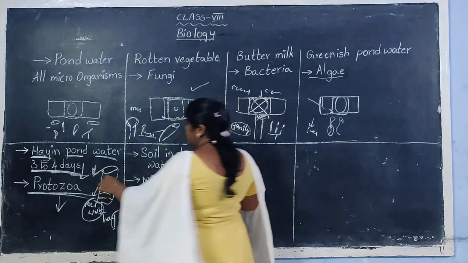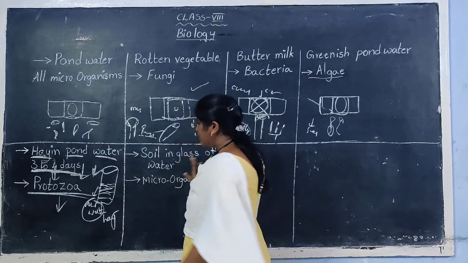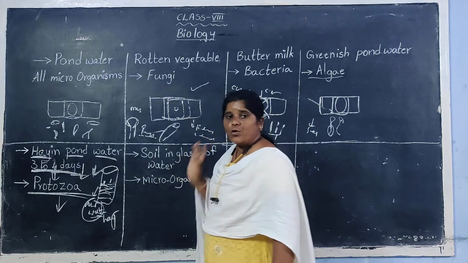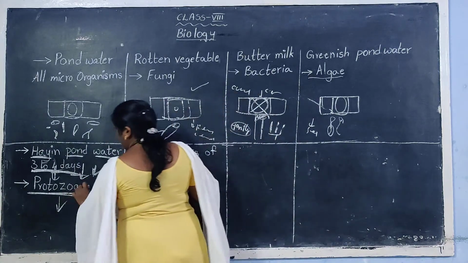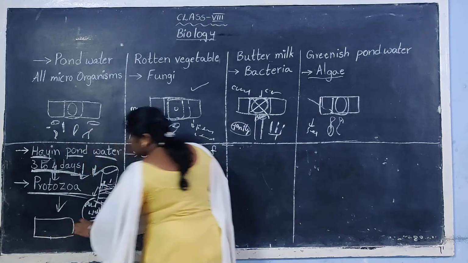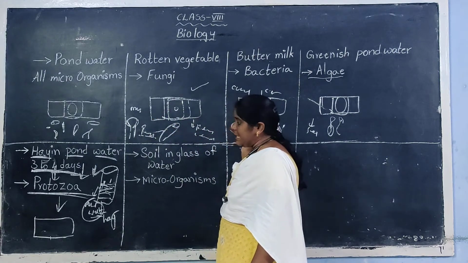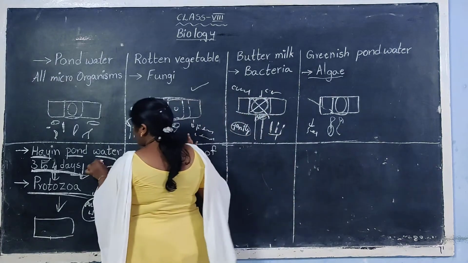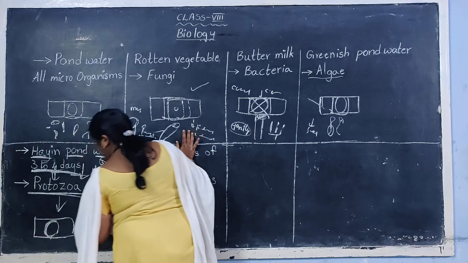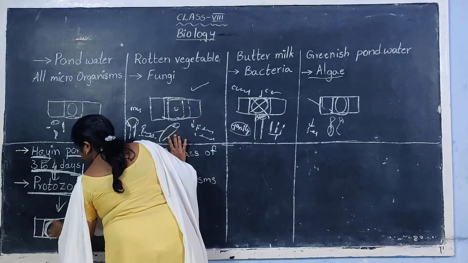Now, when you take this hay in pond water, you have to soak it for 3 to 4 days. We have to soak hay in this pond water for how many days? 3 to 4 days. It becomes the decoction. And this decoction of hay should be taken on the glass slide. All this you are doing immediately, whereas you are going to wait for 3 to 4 days. And now take this drop of hay with pond water and observe it under the microscope.